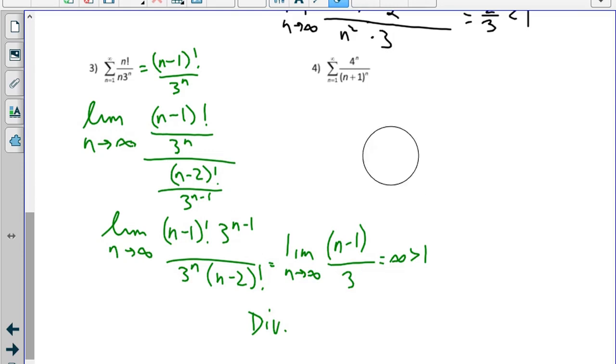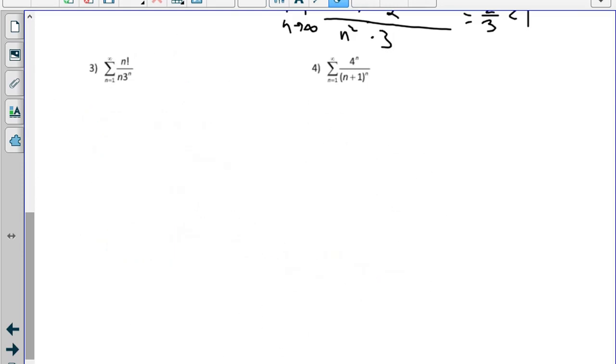Pause it if you need to, because I'm erasing. Okay, number 4, 4 to the n over n plus 1 to the n. So ratio test, 4 to the n plus 1 over n plus 1 to the n plus 1. Limit as n goes to infinity.